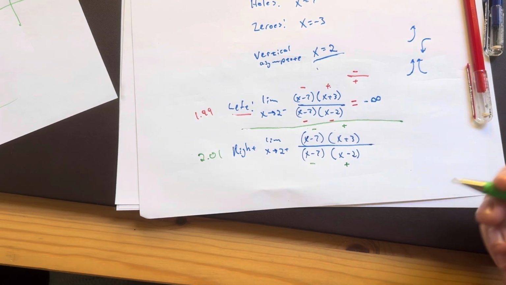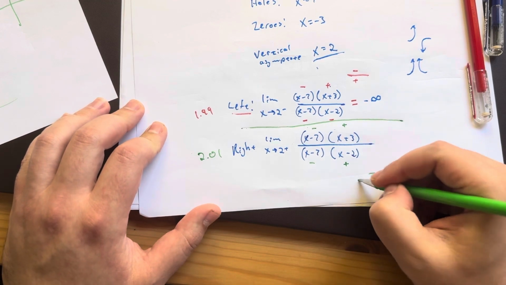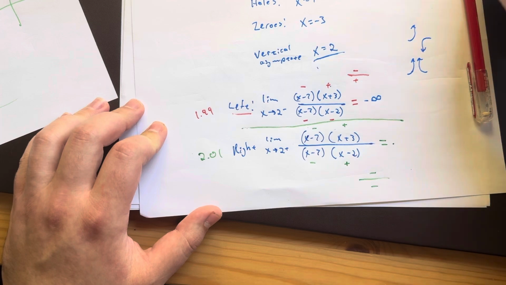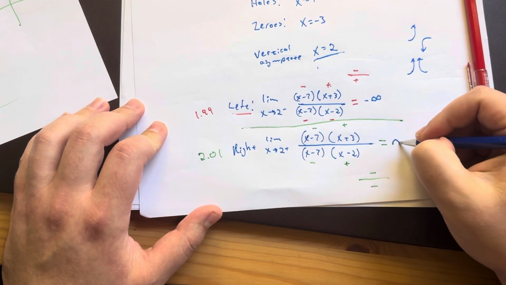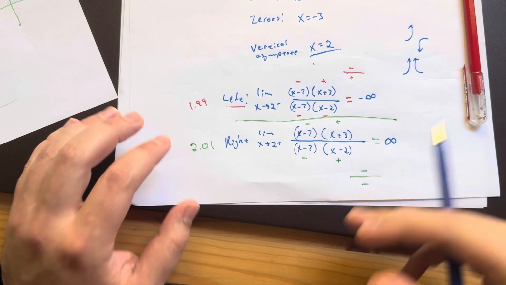Very interesting. Now, negative times positive is negative. Negative times positive is negative. Again, I'm dividing a negative by a negative. Consequently, this limit is positive infinity, right?